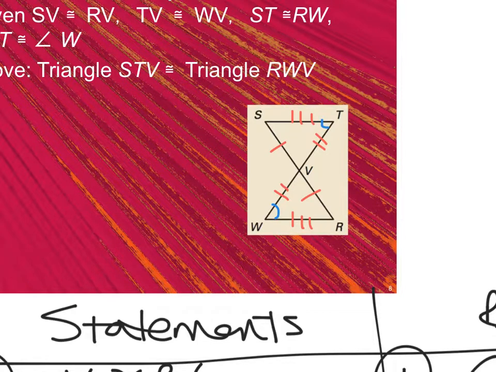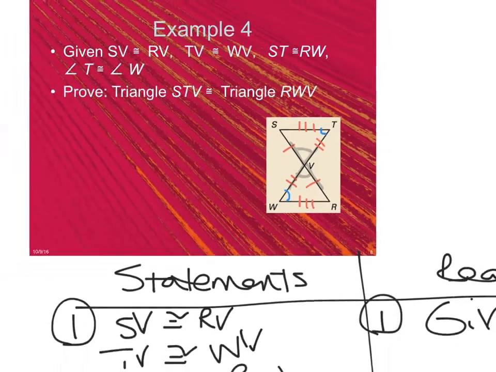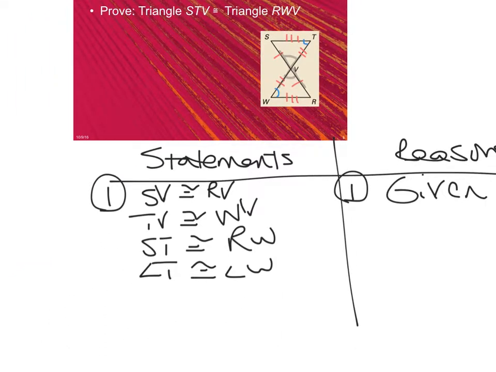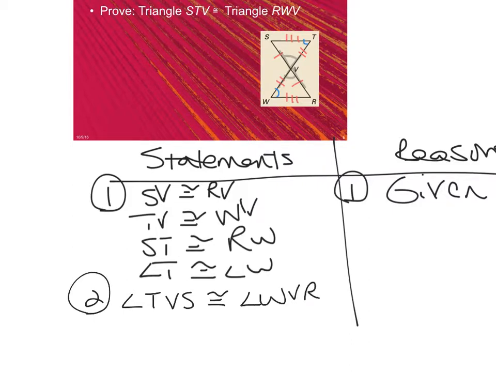How about SVT congruent to RVW? What kind of angles are those? Vertical angles, beautiful. We're going to use our vertical angles theorem. Okay, so my next statement is going to be that angle TVS, you could have also said SVT, is congruent to angle WVR. And that reason is vertical angles theorem.